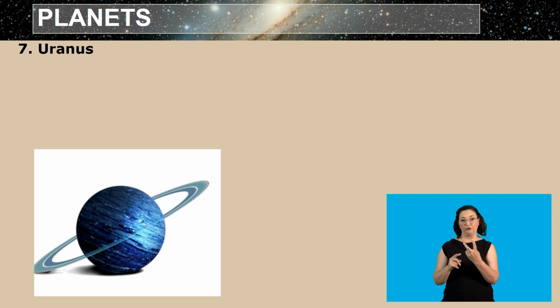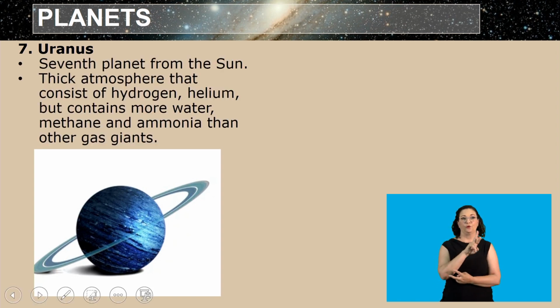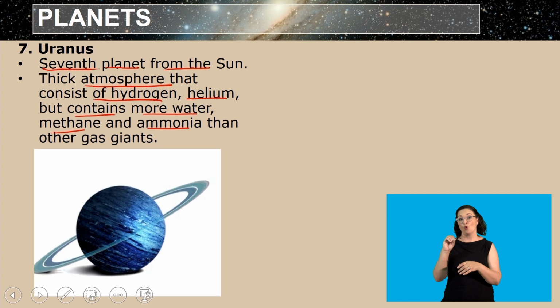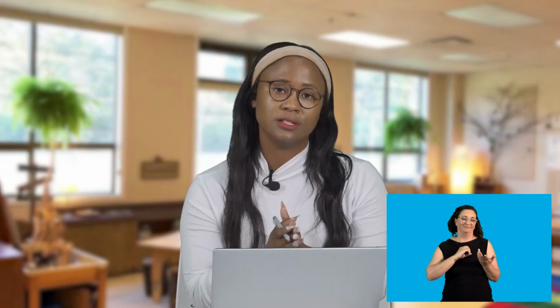Now, let us look at the last two planets, which are Uranus as well as Neptune. So let us look at Uranus. Uranus is our seventh planet from the sun. It has a thick atmosphere that consists of hydrogen, helium, but contains more water, methane, and ammonia than other gas giants. Now, yes, you might say, because Uranus has water and hydrogen, it can sustain life. Remember, we need oxygen in order for life to exist, okay? So on Uranus, there's no life there because there's no oxygen gas, okay?